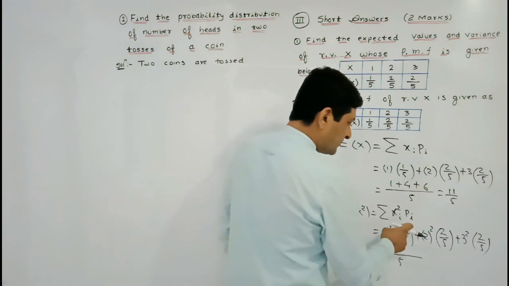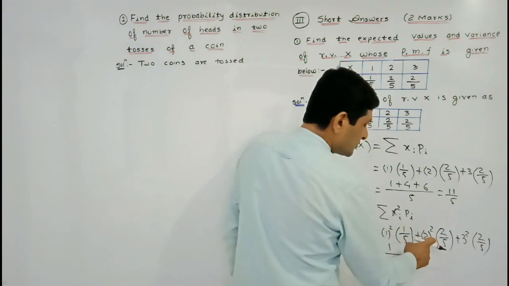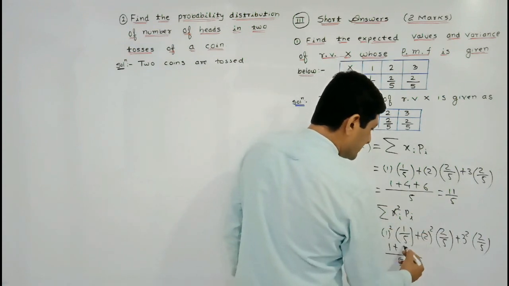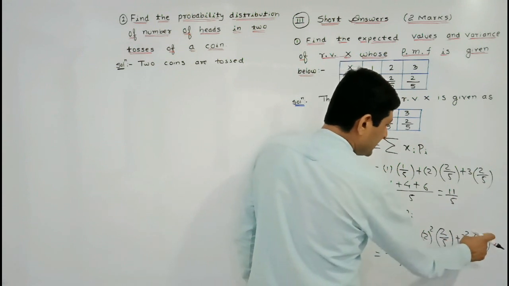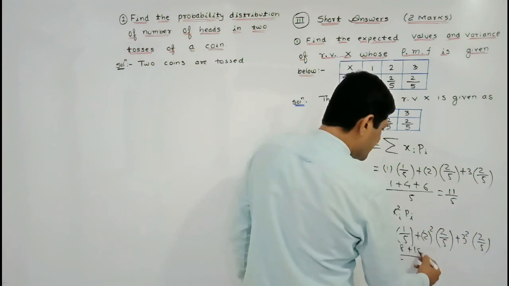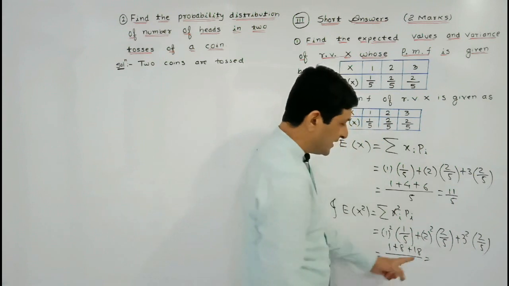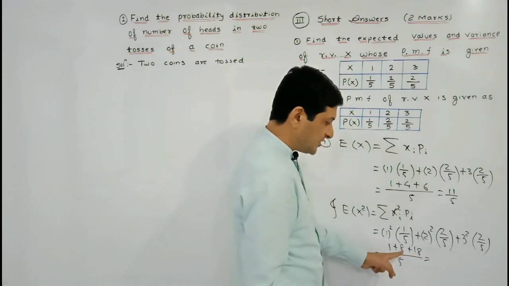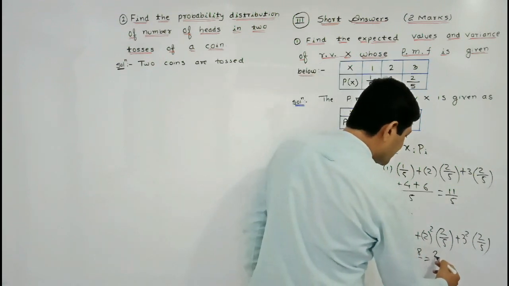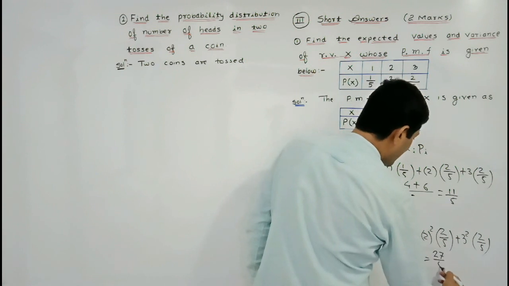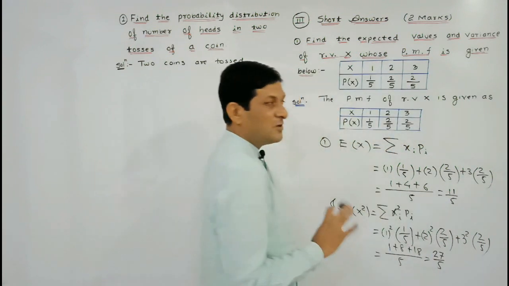So 1 square is 1, 1 into 1 is 1. Here 2 square is 4, 4 into 2 is 8. And lastly 3 square is 9, 9 twos are 18. So let us simplify it and check what we are getting. 18 plus 8 is 26, 26 plus 1 is 27. So 27 upon 5 is the value of E of x square.